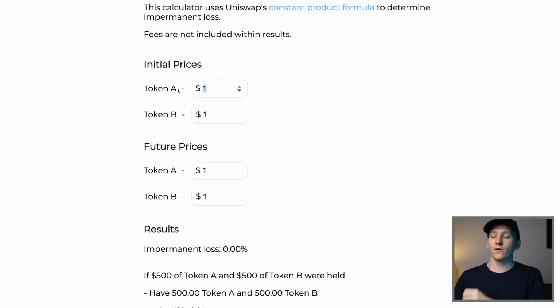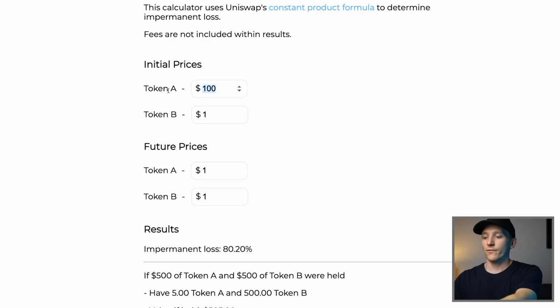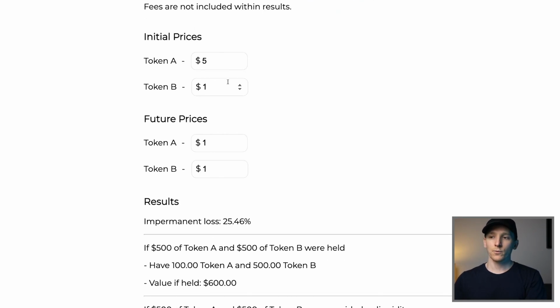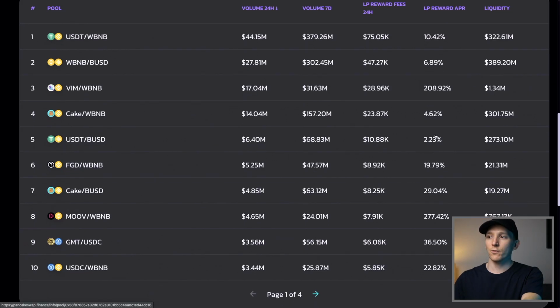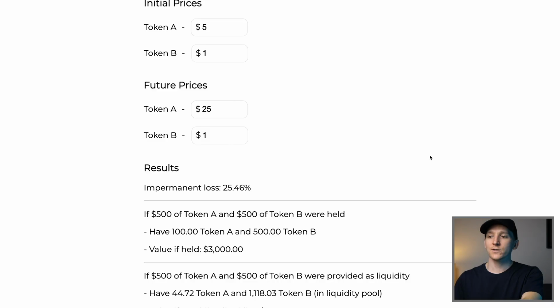Now let's say you have a coin that's valued at $100. Well, let's do $5, and you put it against a stable coin, and then the future price, let's say it goes up 5x, so now it's $25, and you see the stable coin is still $1. The impermanent loss, this is the loss that I will actually get when I take the coins out, is 25%. So if you aren't earning at least 25% from the fees in these pools, as you can see here, the LP rewards, if you're earning less than 25%, you will overall actually lose money.